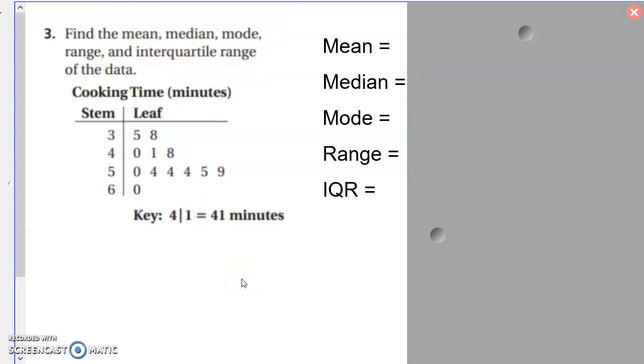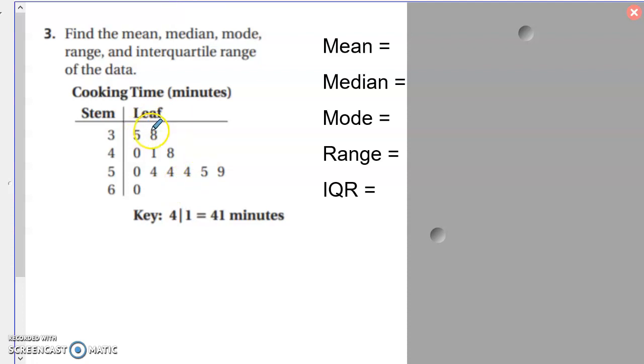Well, the first thing I need to do is put the data in order from least to greatest, but luckily with the stem and leaf plot, it's already in order from least to greatest, so that saves me a lot of work. So first for the mean, you might have forgotten what the mean is, but what the mean is, you have to add all the numbers together and divide by how many numbers there are. This is the one where having a calculator handy will help you out a lot.